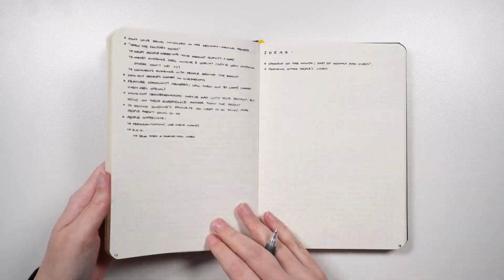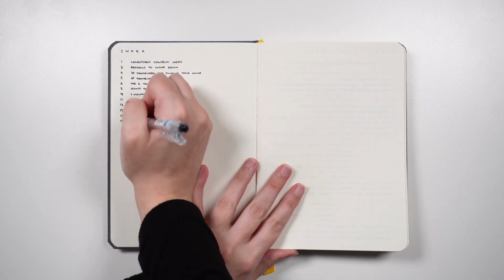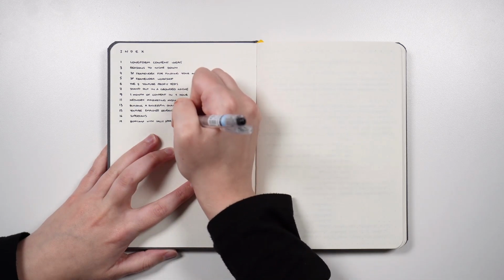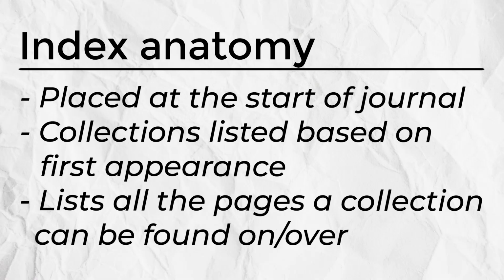With regards to the table of contents, it takes the sequential part from that, because you're going to be listing all of the collections in your journal in the order that they first appear in your journal. But because those collections don't have to be placed on sequential pages, the element that we're taking from a traditional index is just listing out all of the page numbers that those collections can be found on.